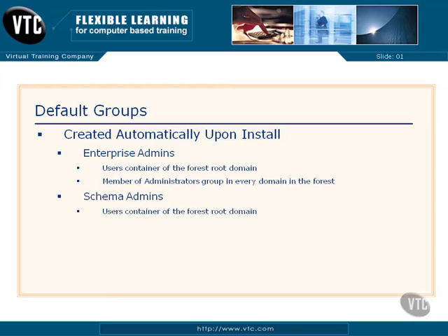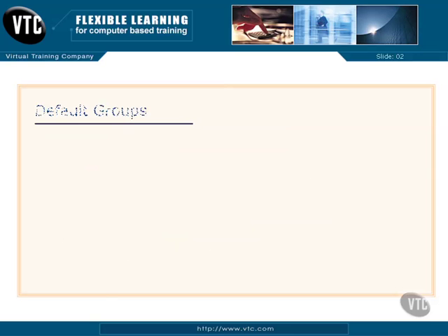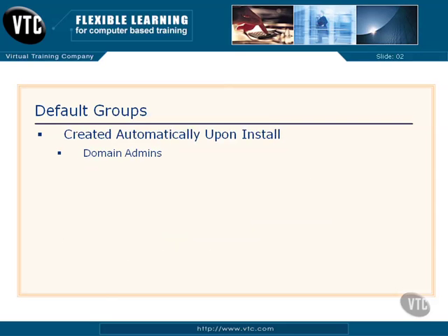Schema Admins is in the users container of the forest root domain, and if you're a member of Schema Admins, you have full control of the Active Directory schema, and you want to seriously limit that. Administrators are in the built-in container of each domain. You'll see that in the built-in container in Active Directory, and of course administrators can do anything. Domain Admins group is in the users container of each domain. It's a member of the administrators group in its own domain.